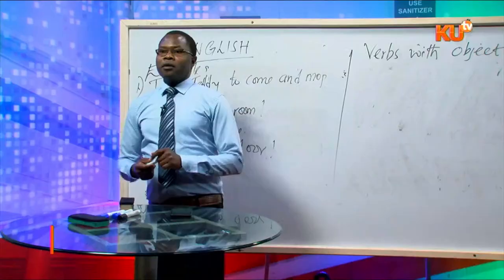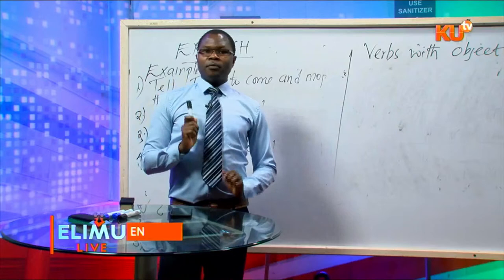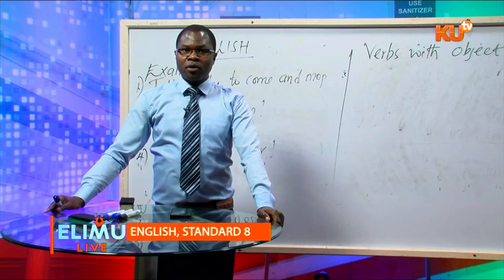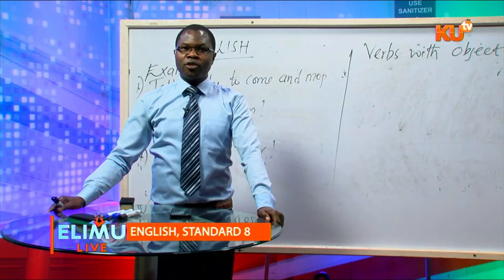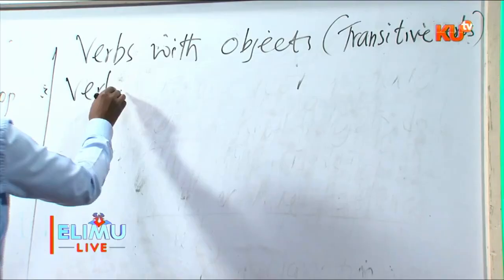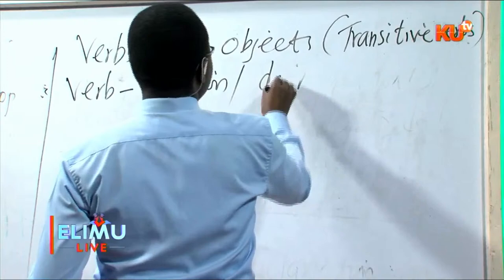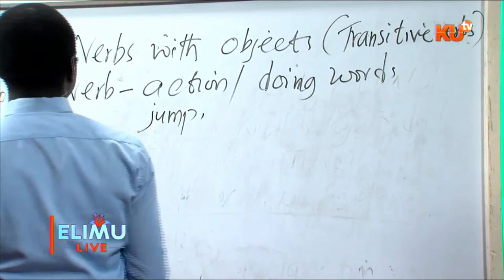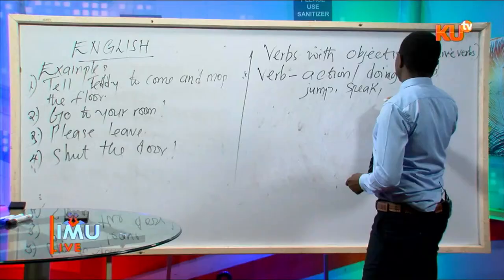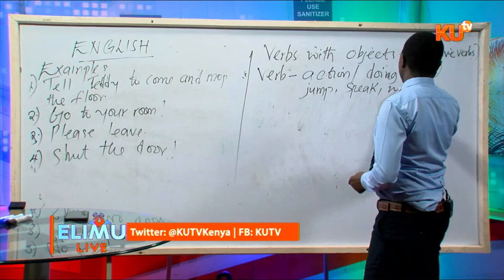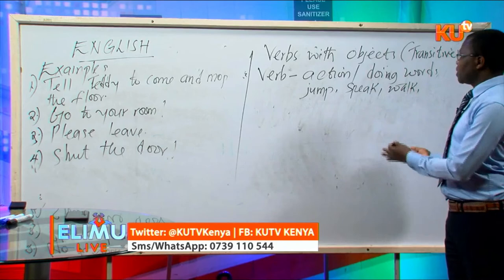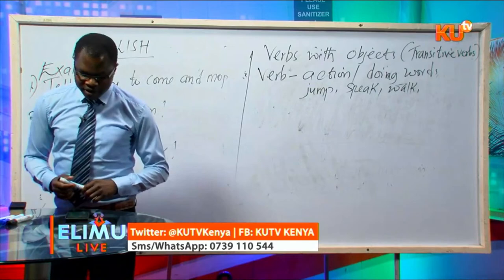Verbs with objects. Now, the basic definition of a verb is an action or a doing word. For example, jump, an action word, skip, cry, shout. Those are examples of verbs. So the basic definition of a verb again, a verb is an action or doing word. Whenever you want to express an action, we use verbs. For example, jump is a verb, speak is a verb, walk is a verb, right? They express action, or they are used to say what happens. Those are verbs. Then we'll be looking at an object later as I go by.